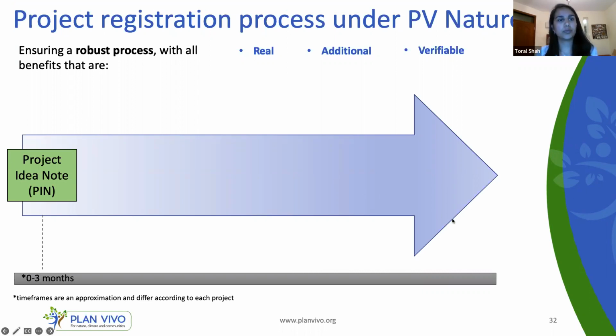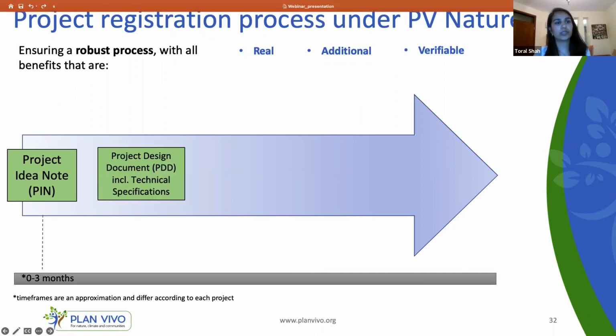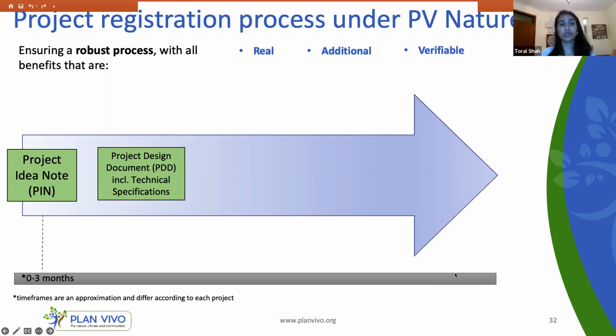After the concept note has been approved, the next step is to start developing the project design document. And this is a detailed document. It's a living document which gets updated regularly and includes all the technical specifications around the biodiversity metrics and monitoring, as well as the comprehensive stakeholder analysis.